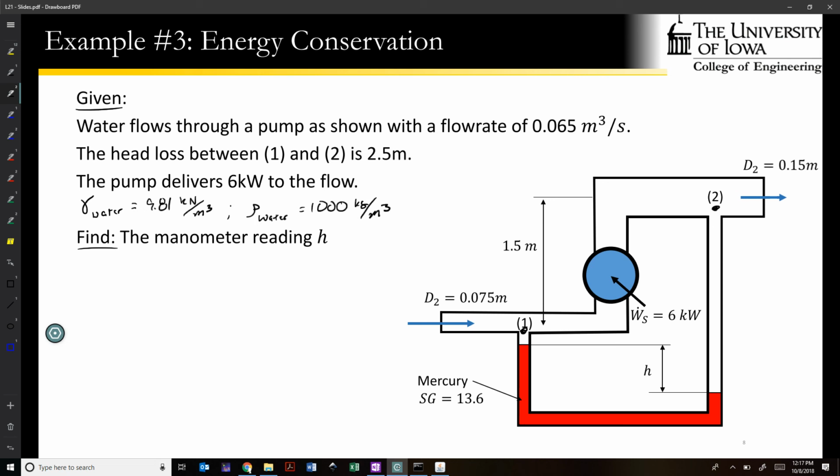We've been given the shaft work, the pump power. So we've been given this quantity. We've also been given the head loss. So we sort of have a mixture of knowns here. Again, especially when you're given a head loss, I like to start from the head equation.